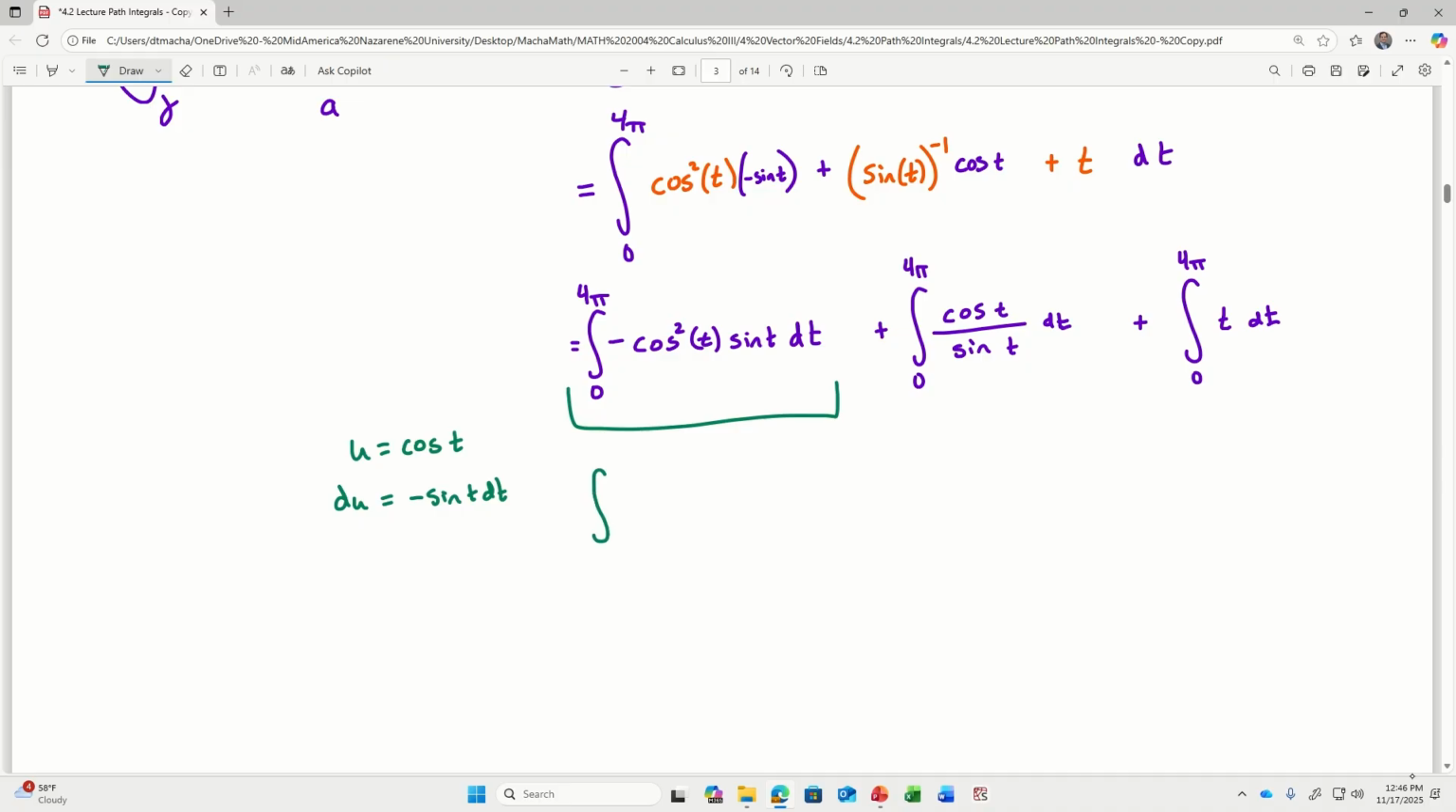So this becomes u squared du. The lower bound is cosine of 0. Upper bound is cosine of 4 pi. So that's actually just 0, isn't it? An integral from 1 to 1. Okay, moving on.